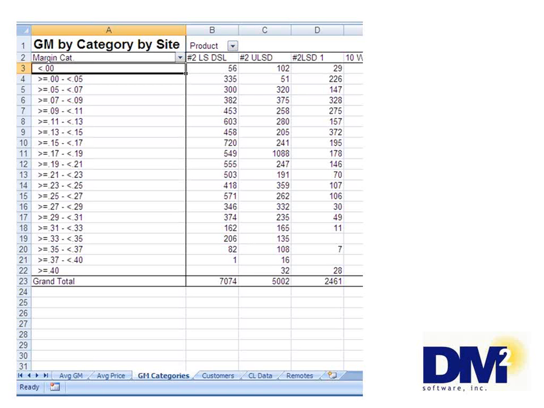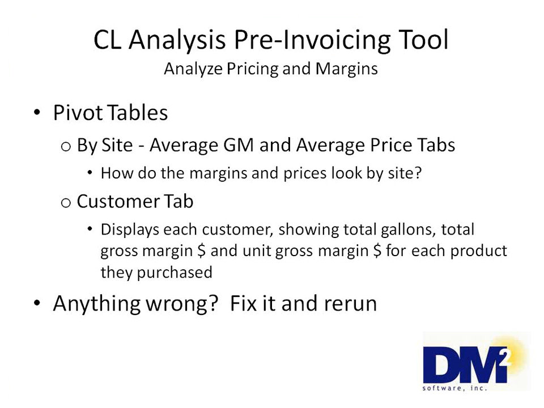This is what the gross margin by category by site looks like. It actually lists the margin category, this one's less than 0, and then it shows you how many transactions for each product. So column B is number 2 low sulfur diesel. We have 56 transactions less than 0 margin. So we have an issue there. If I want to see what those 56 transactions are, I just double click in that cell that says 56, and those 56 will show up.